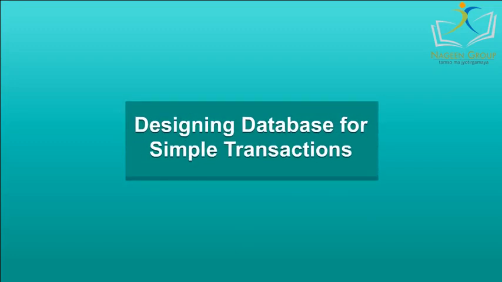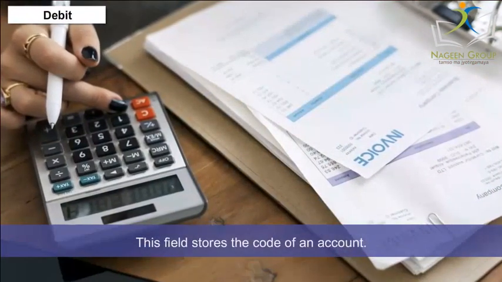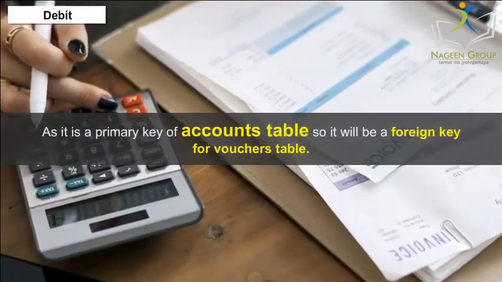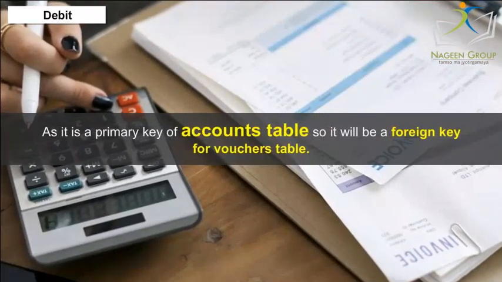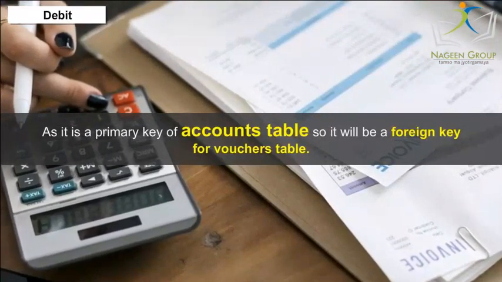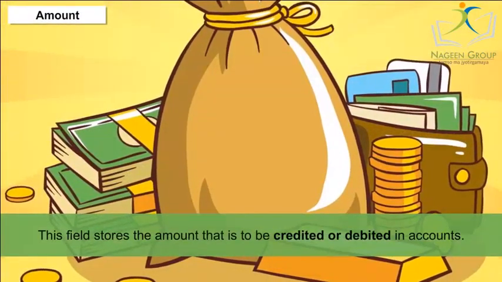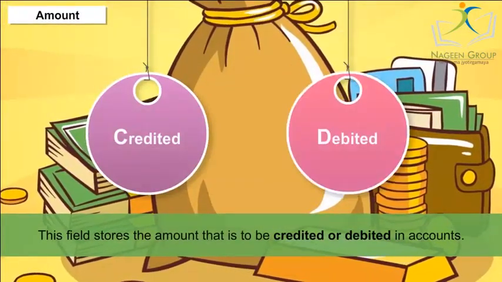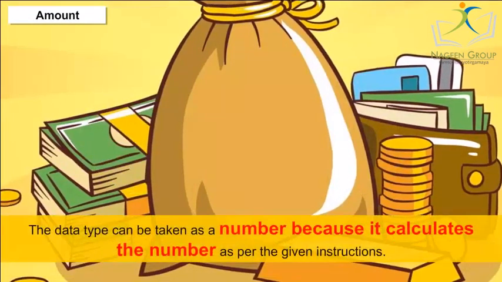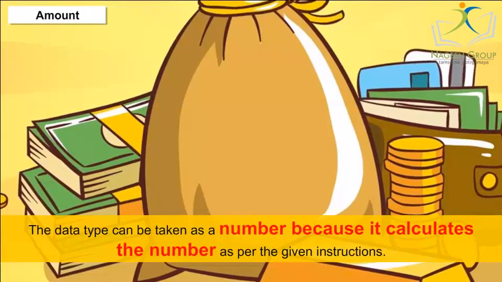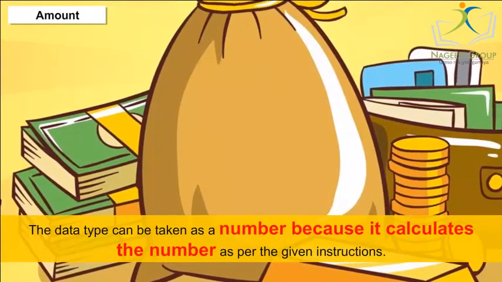Designing database for simple transaction. Debit. This field stores the code of an account. As it is the primary key of the accounts table, it will be a foreign key for the vouchers table. Amount. This field stores the amount that is to be credited or debited in accounts. The data type can be taken as a number because it calculates the number as per the given instructions.